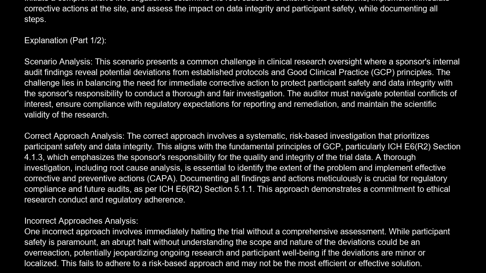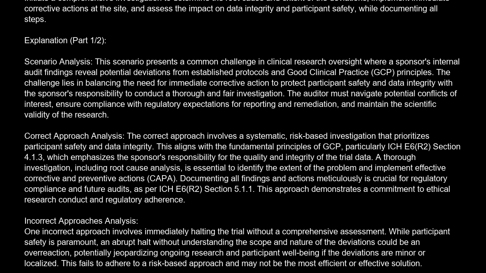Explanation. Scenario analysis. This scenario presents a common challenge in clinical research oversight, where a sponsor's internal audit findings reveal potential deviations from established protocols and good clinical practice, GCP, principles. The challenge lies in balancing the need for immediate corrective action to protect participant safety and data integrity with the sponsor's responsibility to conduct a thorough and fair investigation. The auditor must navigate potential conflicts of interest, ensure compliance with regulatory expectations for reporting and remediation, and maintain the scientific validity of the research.